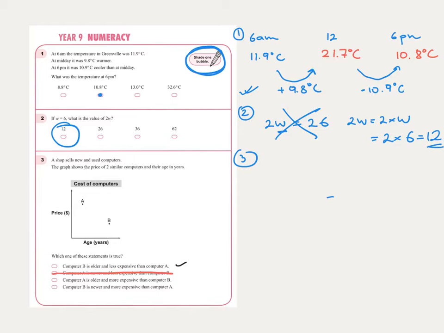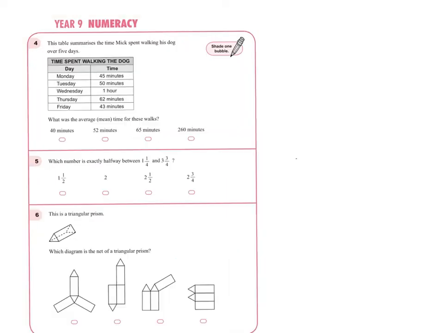The third one, computer A is older, and we do know it's not older, so we can see A is here, so it's not older, it's younger, so therefore it's not this one either. And the last one, computer B is newer, and again, here's the age. A is here, B is there, so B is older, so therefore it's not this one. So we were correct with the first one, so it is the first one, and you shade one bubble.